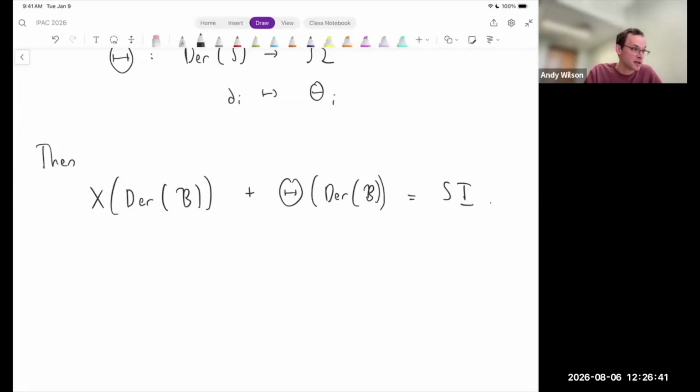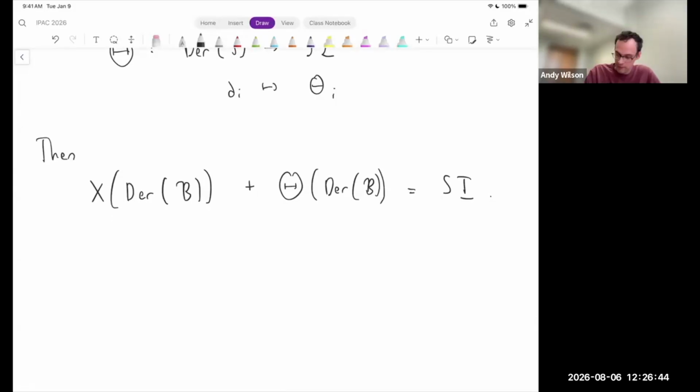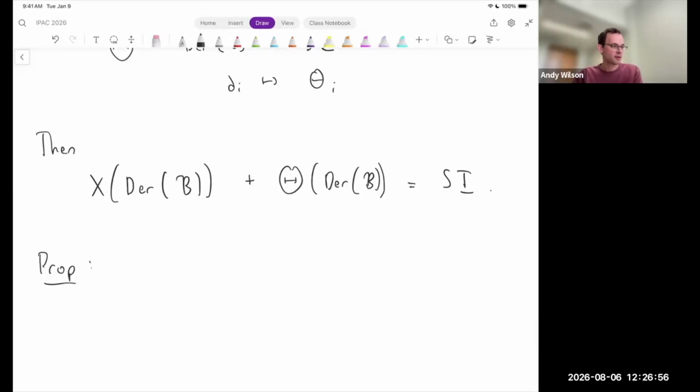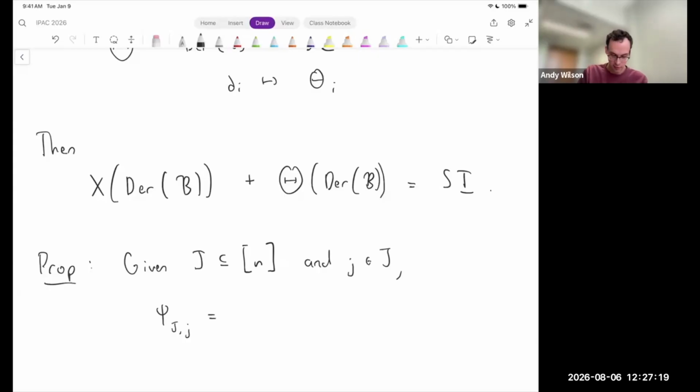So then the proposition is that we can do this. Let me write down this proposition. This is the part where I'm going to skip over the details and maybe write up some more detailed notes. But let me just write it down. So given a set, maybe a non-empty set, capital J, and an element of that set, we claim we can write down some elements of the superspace invariant ring using this strategy that I just outlined.